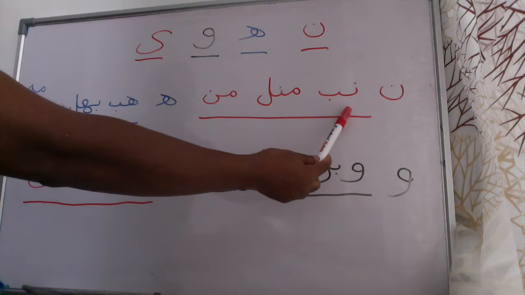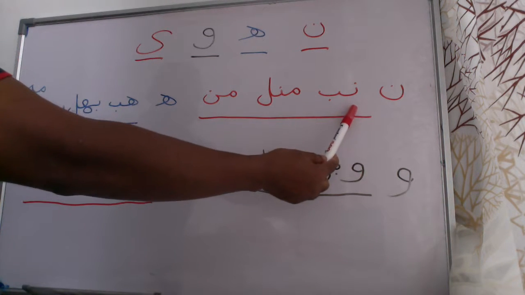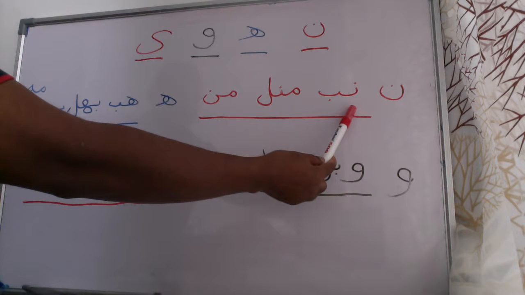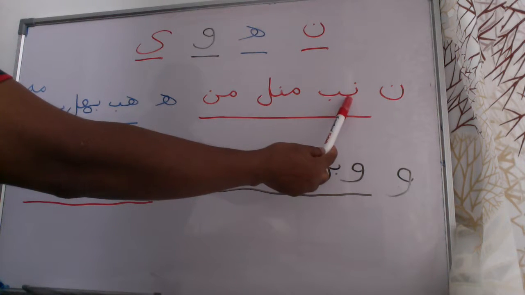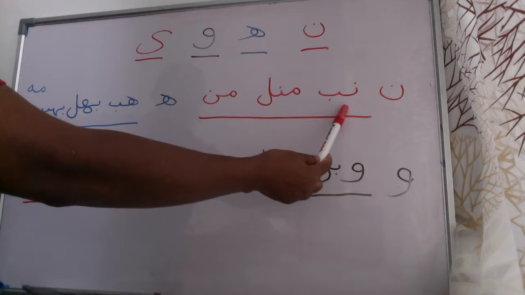Here is the noon in the beginning of a word. It looks just like a ba, ta, and tha, but a ba would have one dot on the bottom, a ta would have two dots on top, and a tha would have three dots on the top.